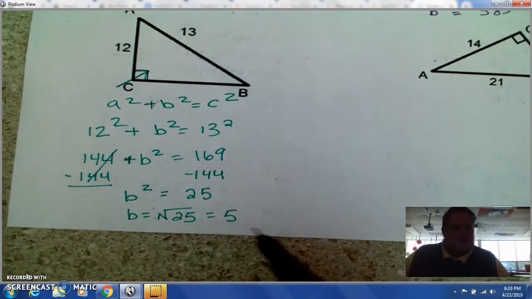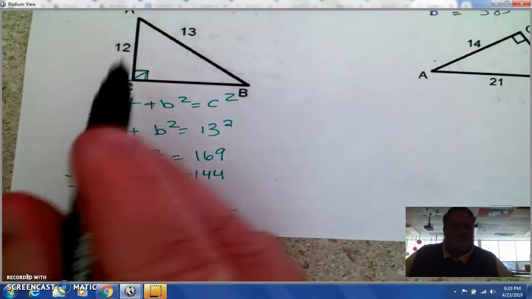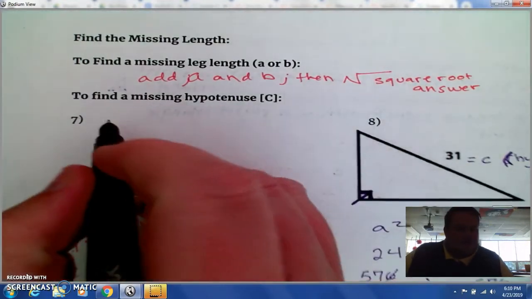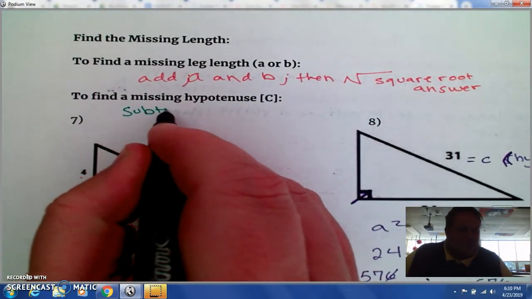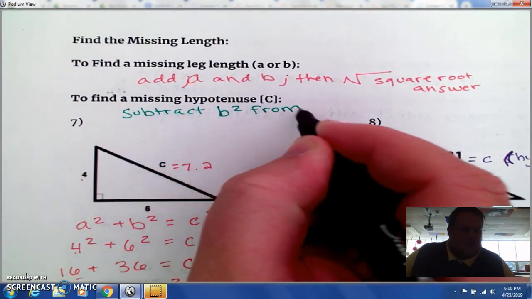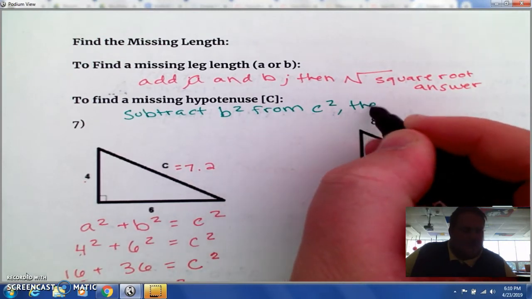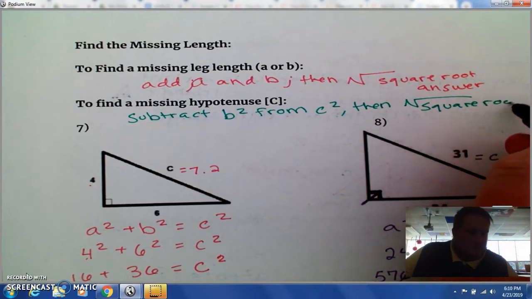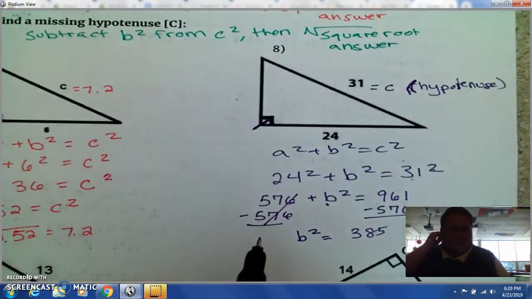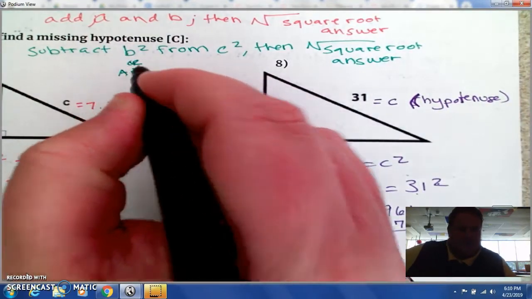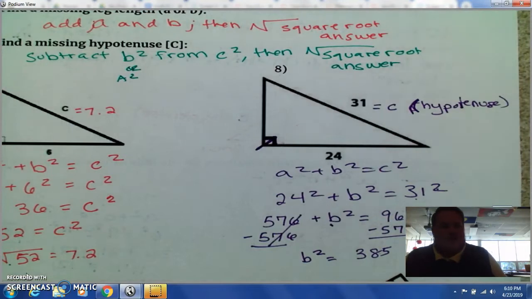To save you some trouble, the SOL loves to ask the 5, 12, 13 type of triangles. Okay? So up here, to find the missing leg, you subtract b squared from c squared, then square root your answer. Like what we're doing over here, we're subtracting a squared, whichever, and then you're square rooting your answer.